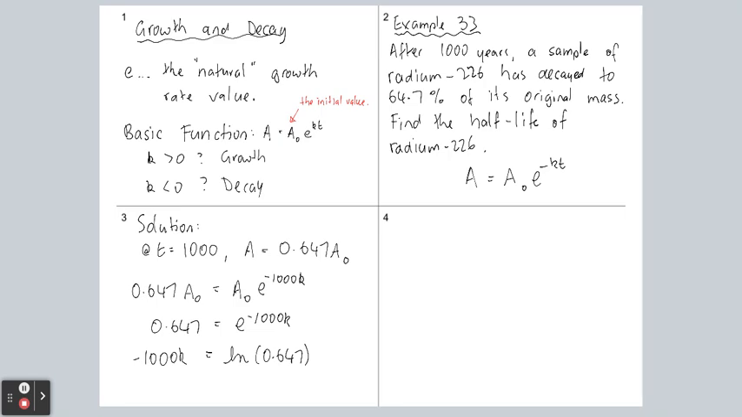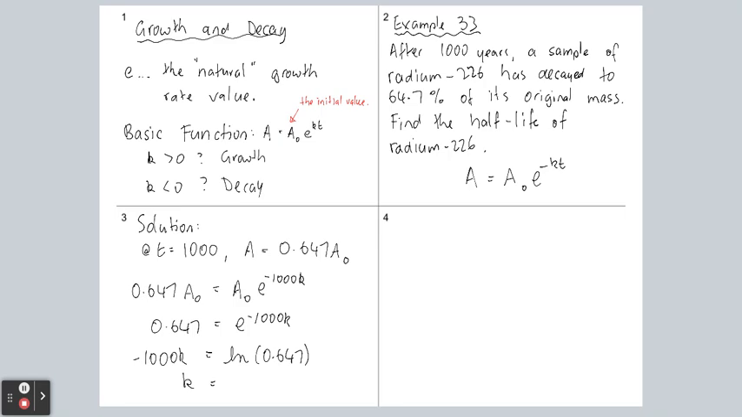Okay, now, in the second example, I'm going to show you a little bit of calculator work. But in this one, I'm just going to say that I've got the numbers already that you can use, but you could use your calculator for it. So negative 1,000k equals ln 0.647. So that means that k is equal to, now I've gone straight to the answer in my notes here, k is equal to ln 0.647 over negative 1,000.